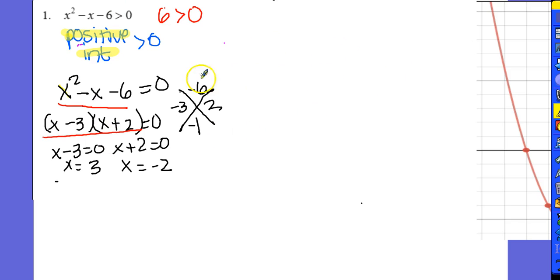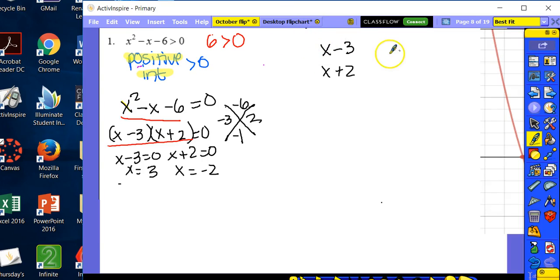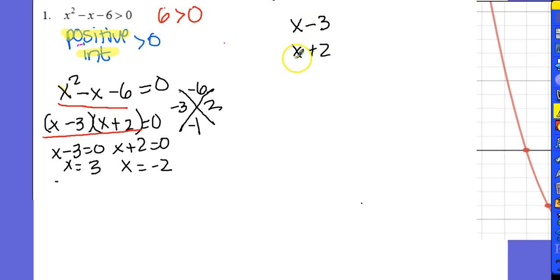All right, so how we create this one is a little different. So it's a process that you have to learn. What we do with the second sign chart is we take our factored binomials, x minus 3 and x plus 2, and we stack them, one on top of the other. This is just an organizational tool, okay? And it doesn't matter if I put the x plus 2 on top and the x minus 3 on bottom. That doesn't matter. You just stack them.